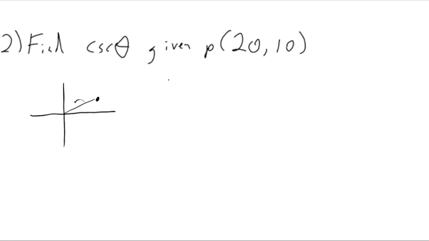We can set up x squared plus y squared equals r squared, because this is your a squared plus b squared equals c squared. I'm just replacing those variables with the variables associated with this work. So this is going to be 20 squared plus 10 squared equals r squared. Simplifying the left side, we get 500.